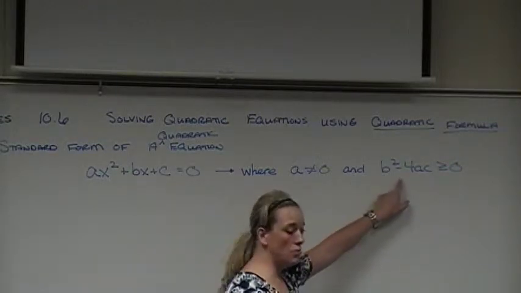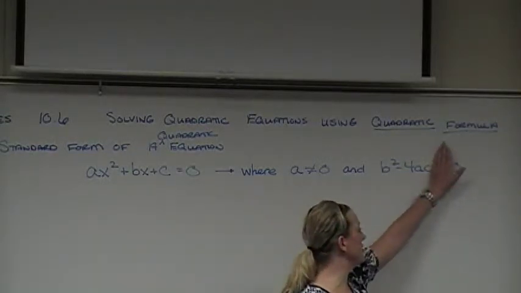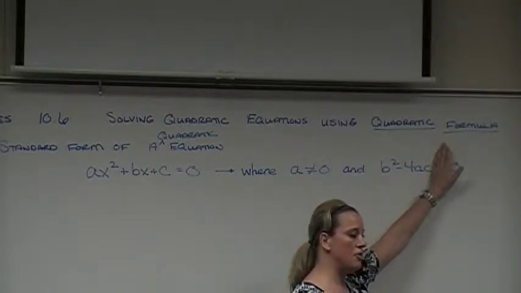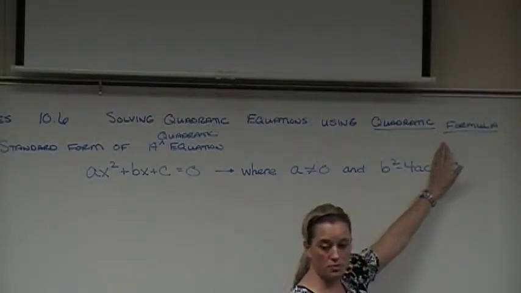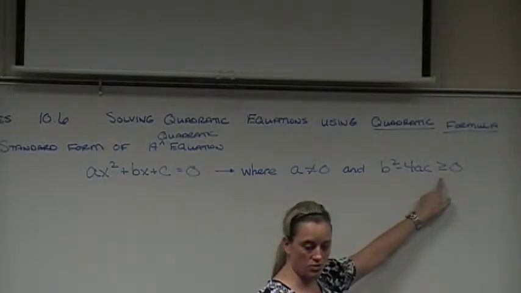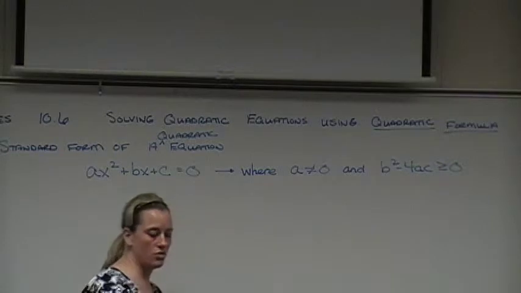And this is what we call the discriminant. You'll notice that here in the next section. b squared minus 4ac is what we call the discriminant. You're going to see that it's going to help you determine the number of solutions of any quadratic equation. But that has to be greater than or equal to 0. And you'll notice that when I write the quadratic formula down.